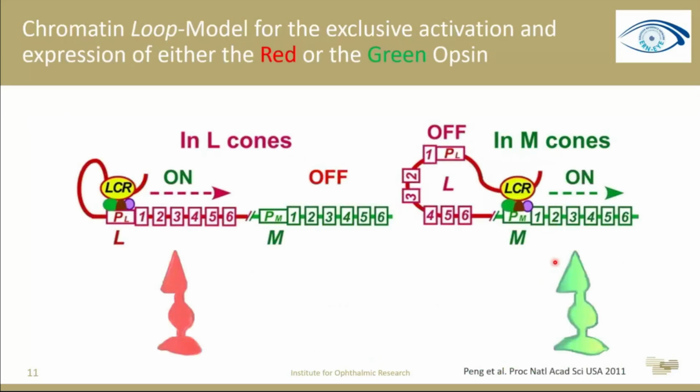In 2011, Peng and co-workers suggested the so-called chromatin loop model for the exclusive activation and expression of red or green opsin. And here we see a depiction of how they propose that this occurs. The locus control region stably links to either the L or the M promoter, driving the expression of this opsin in this single cone photoreceptor.